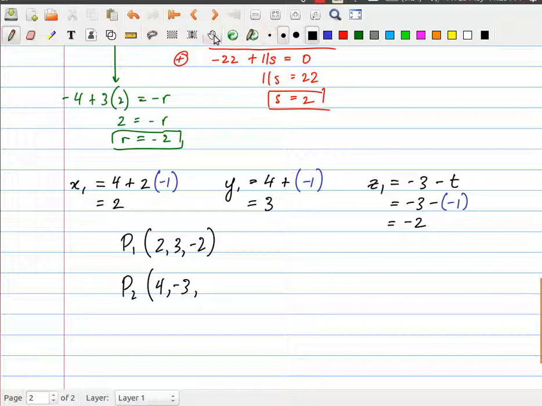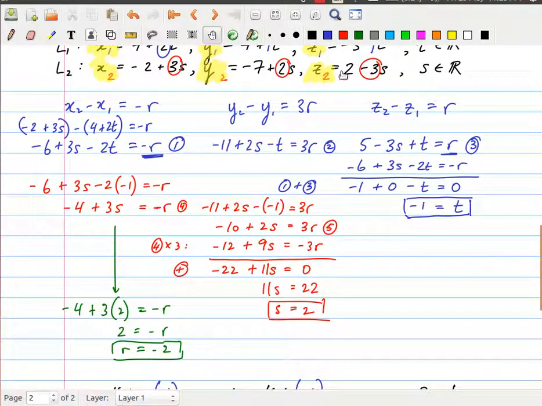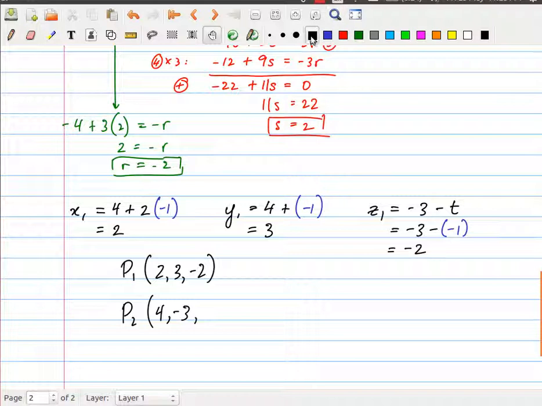And finally, z2, s is equal to 2. So 3 times s is 6. So we have 2 minus 6, so that gives us negative 4. And so those are my points, P1 and P2. And I'll just go ahead and double check my answer here.